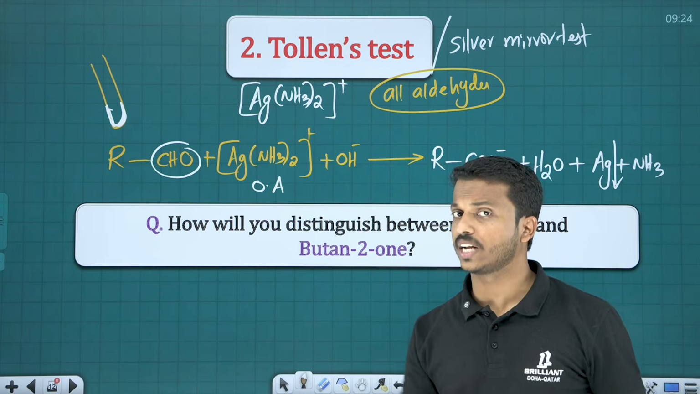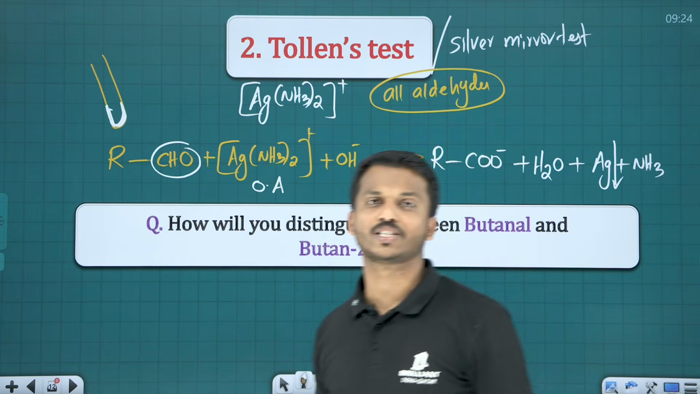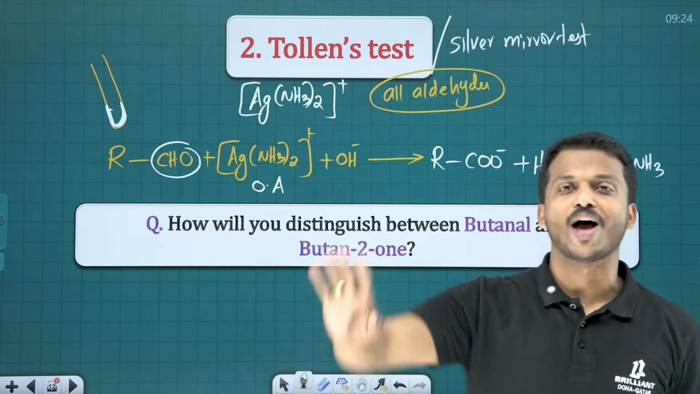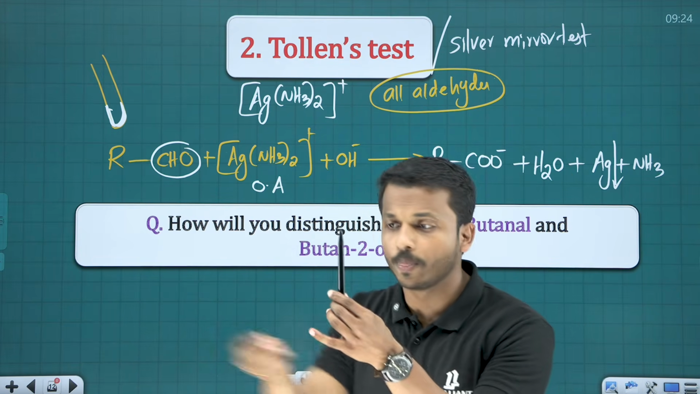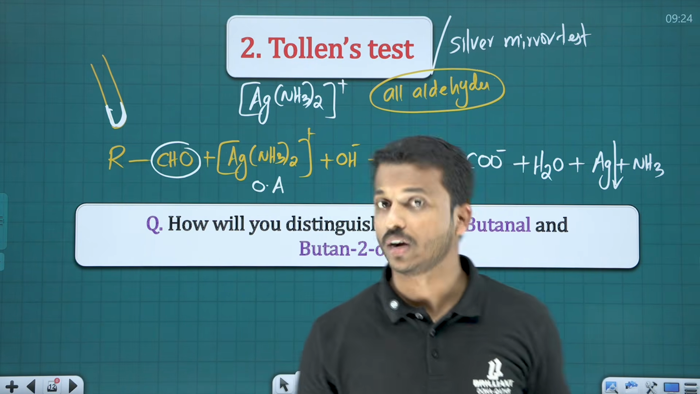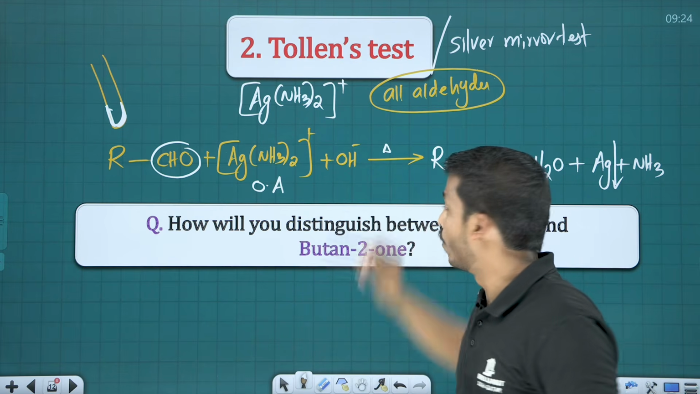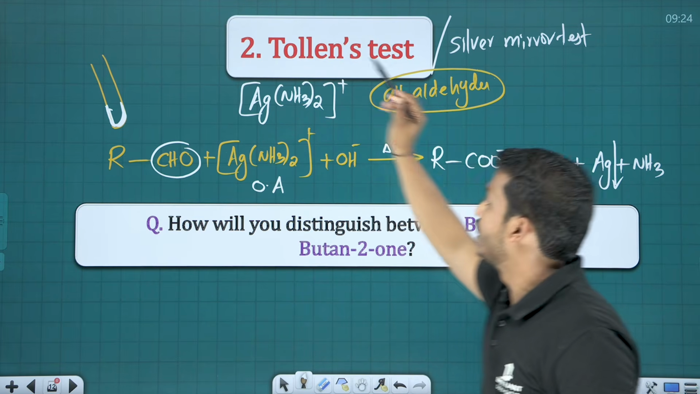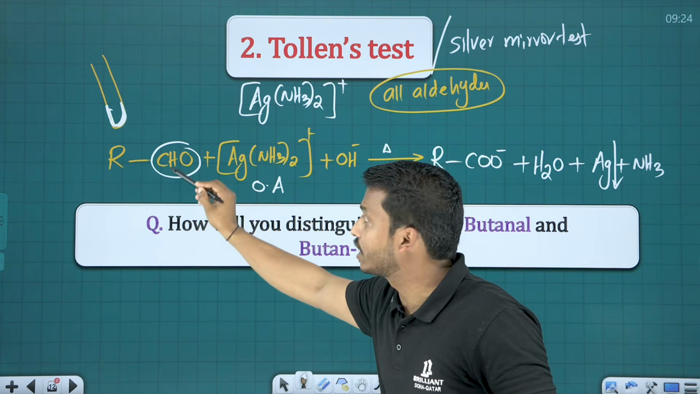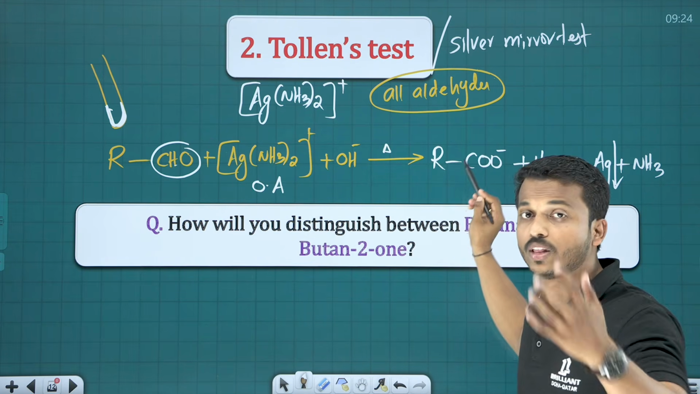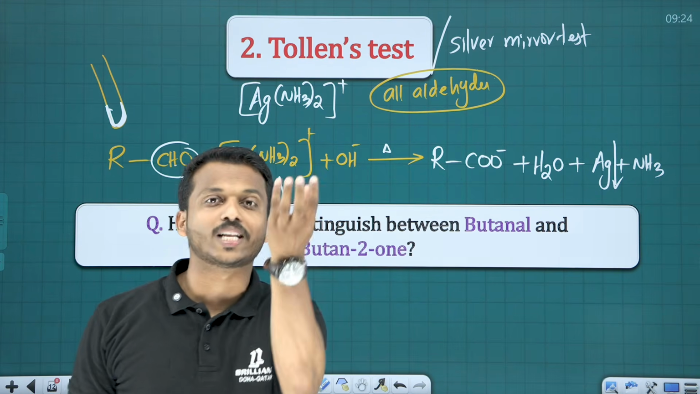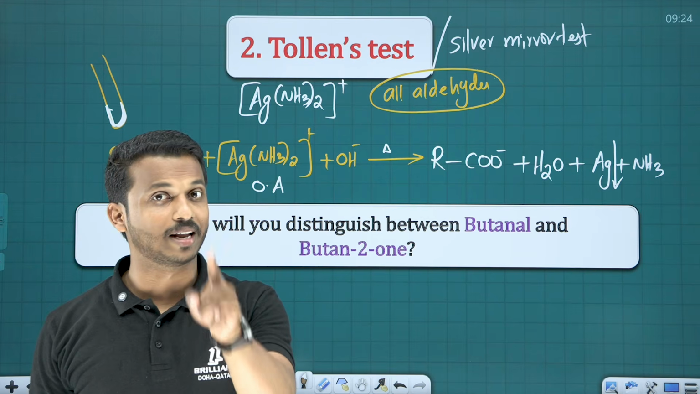Once again, what is Tollens reagent? Ammoniacal silver nitrate. Who gives this test? All aldehydes, aliphatic and aromatic. What is the test? Take a test tube, first add aldehyde, then add Tollens reagent and a little base, and heat them. What is the observation? Tollens reagent is an oxidizing agent, so it oxidizes the aldehyde to acid. The byproducts are silver, ammonia and water. The silver gets deposited on the side of the test tube. Therefore, it's called the silver mirror test.